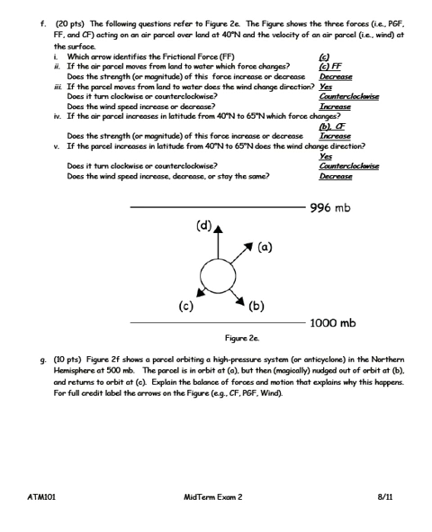5. If the parcel increases in latitude from 40 to 65 degrees north, does the wind change direction? Well, if the Coriolis forces are going to be larger, then they're going to pull the parcel to the right and counterclockwise. And so we would expect the wind direction to change. The last question, does the wind speed increase, decrease, or stay the same?